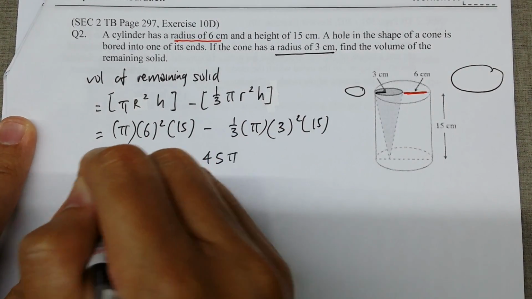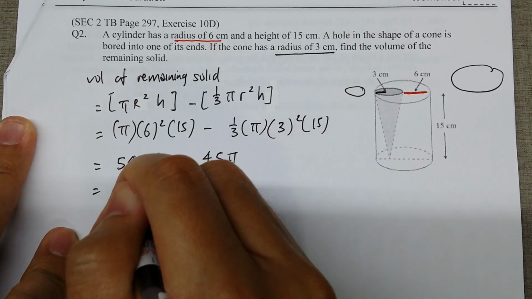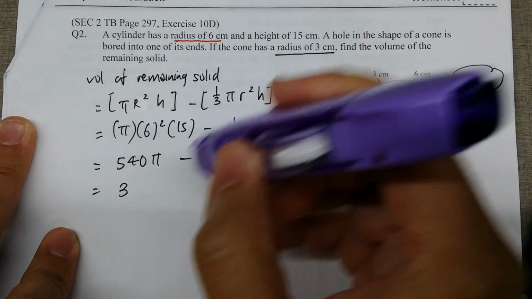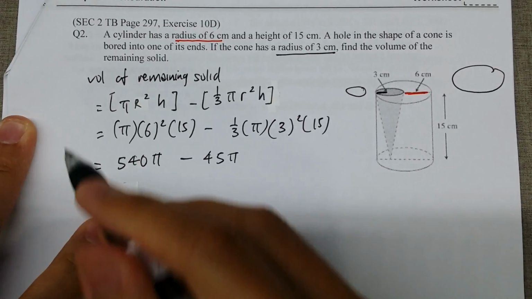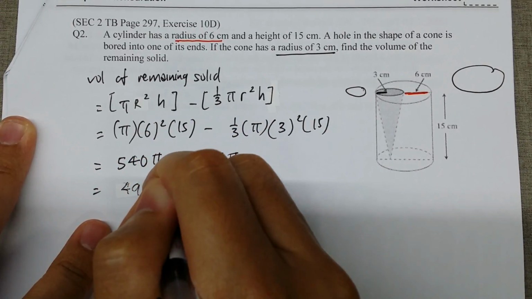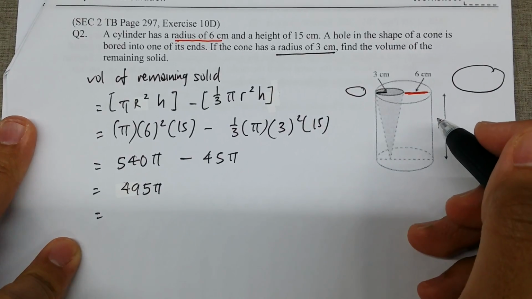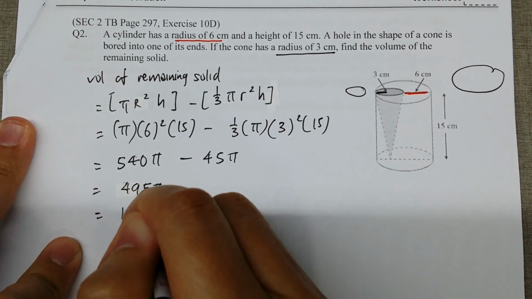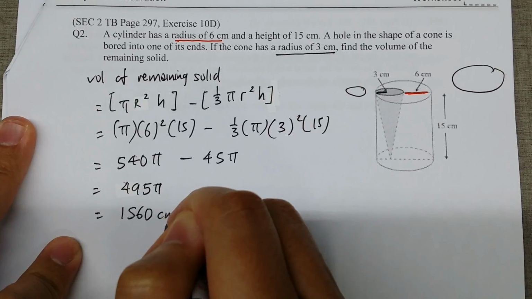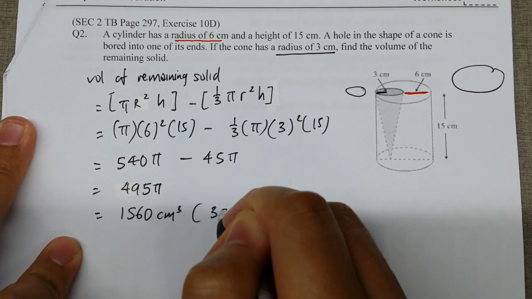Pi, you see? So much neater. 540 minus 45 should be 495 pi. The question never say leave in terms of pi, so don't leave in terms of pi. It will be 1560 cm cube, 3SF.